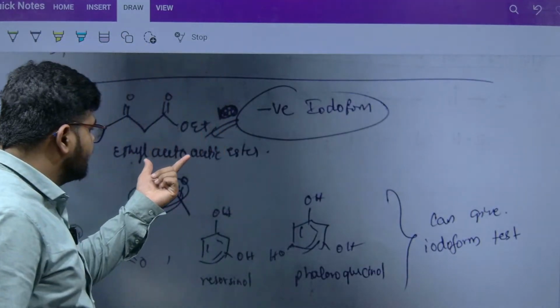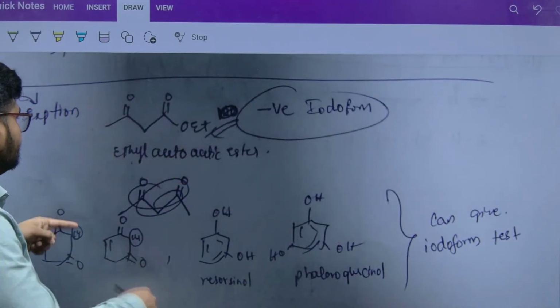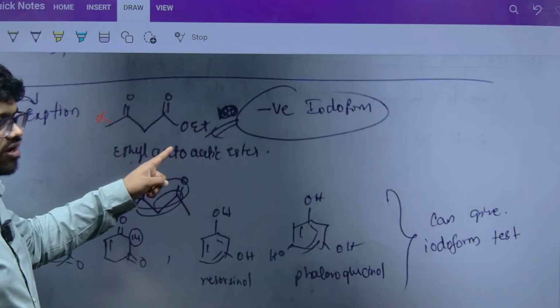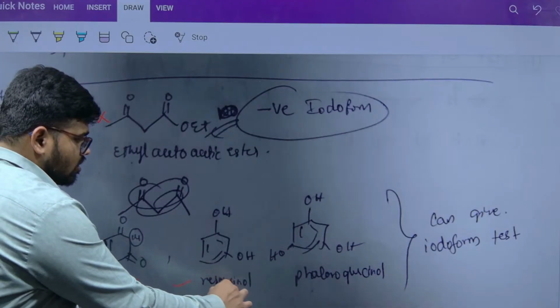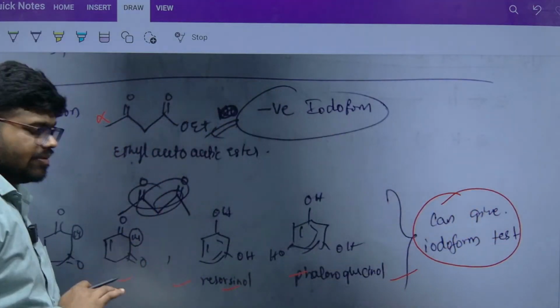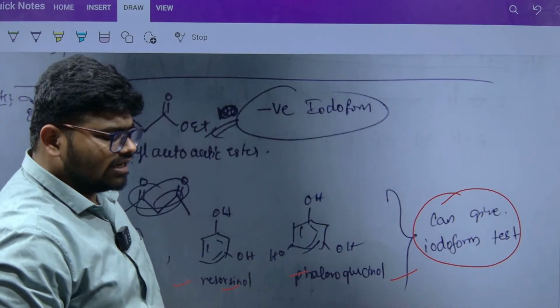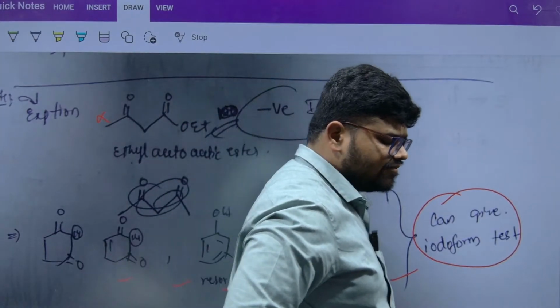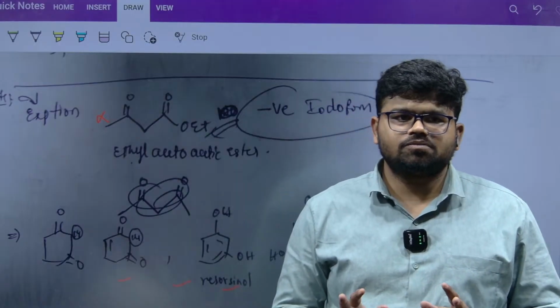And also remember finally, this will not give, even though having alpha side CH3, but still this is not giving. And also these all compounds which are given, these also can give iodoform tests, remember. Clear? I hope now all the tests have been done. So these are all the complete tests for functional groups.